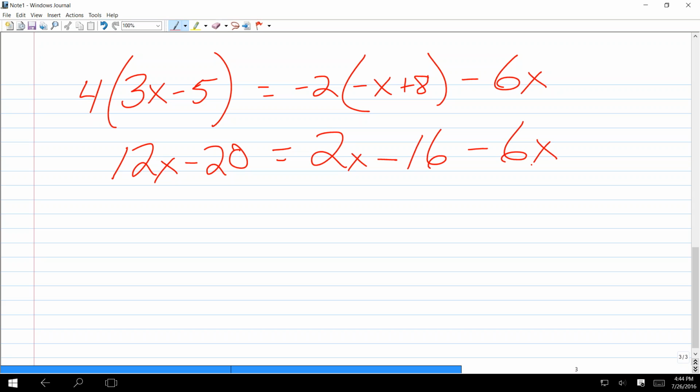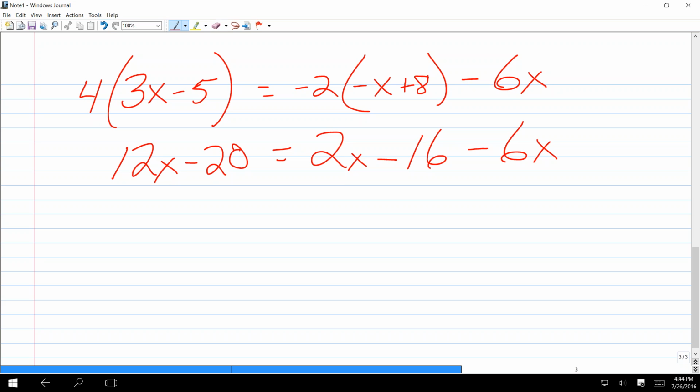Okay, so goal number 1, I've gotten rid of the parentheses. I don't have any denominators anymore. Now what's my next step? To solve it. Now, we have to get all our variables to one side and all our numbers to the other. Very good.